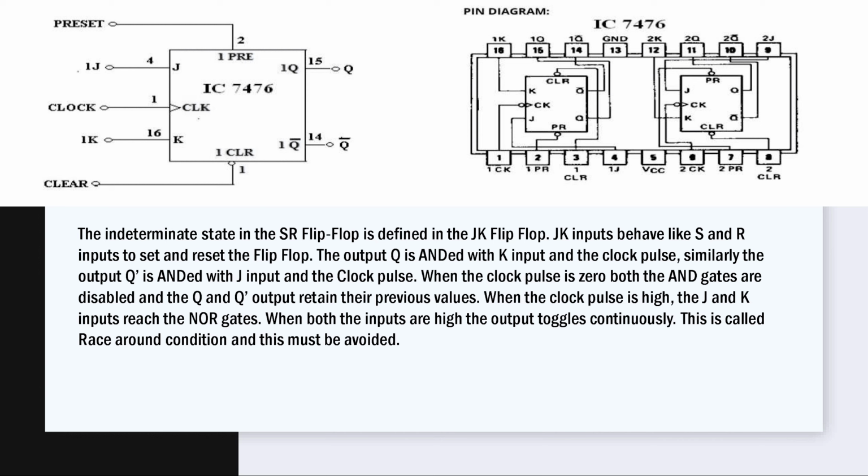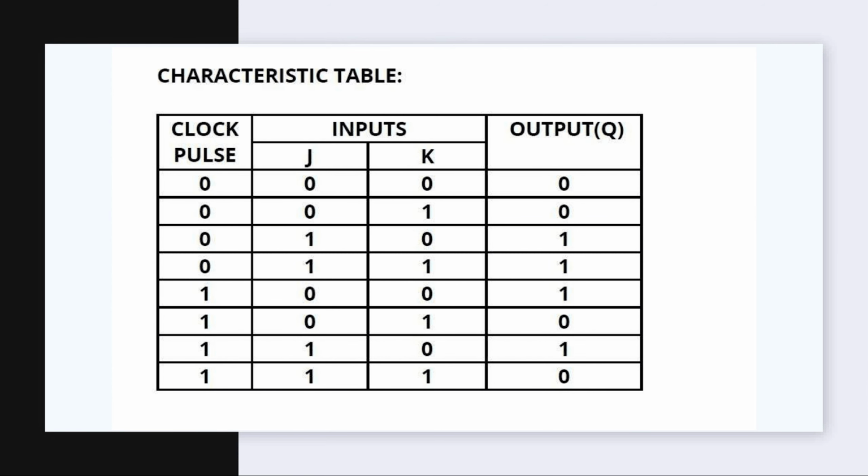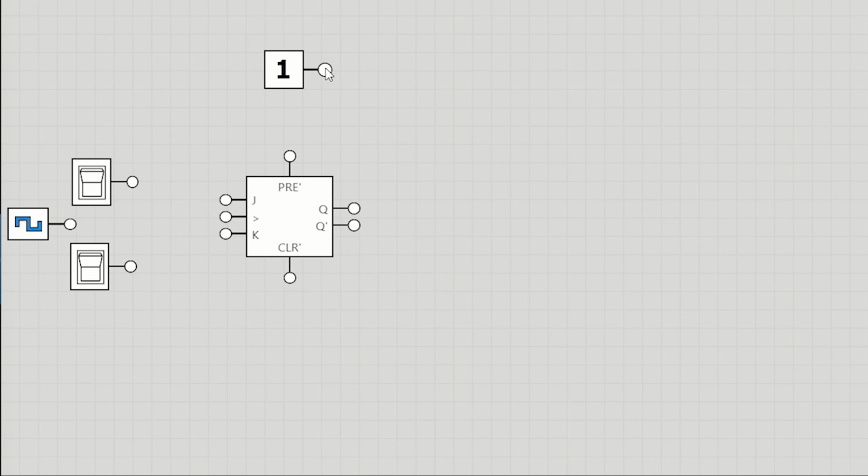When the clock pulse is 0, both the AND gates are disabled and the Q and Q dash outputs retain their previous values. When the clock pulse is high, the J and K inputs reach the NOR gates. When both the inputs are high, the output toggles continuously. This is called the race around condition and this must be avoided. This is the characteristic table of a JK flip-flop.